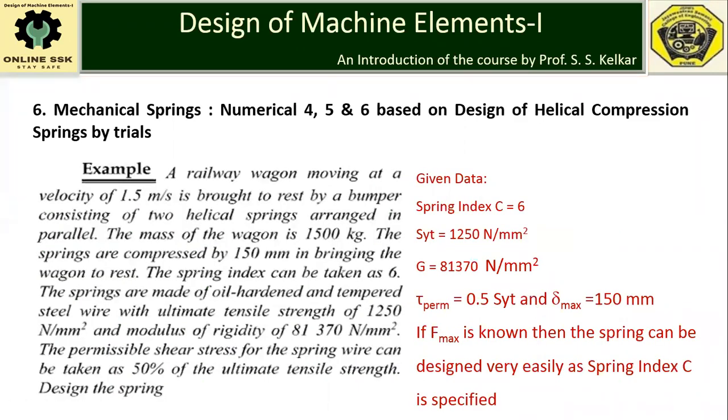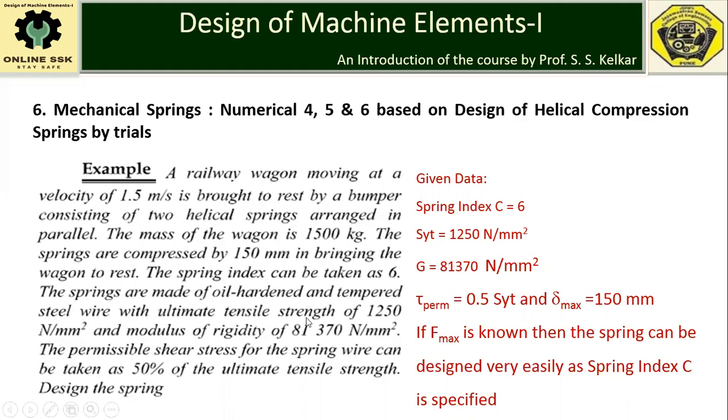Now here let us solve one numerical. A railway wagon moving at a velocity of 1.5 meters per second is brought to rest by a bumper consisting of two helical springs arranged in parallel combination. The mass of the wagon is 1500 kg. The springs are compressed by 150 millimeter while bringing the wagon to rest. The spring index is specified as 6.